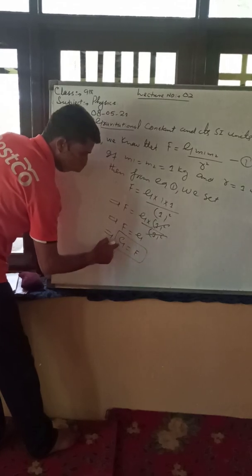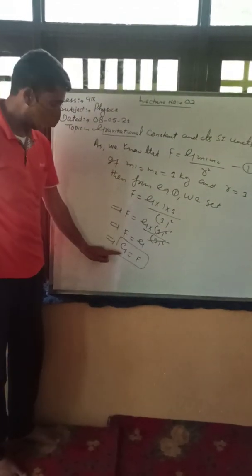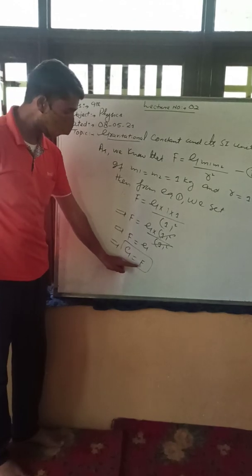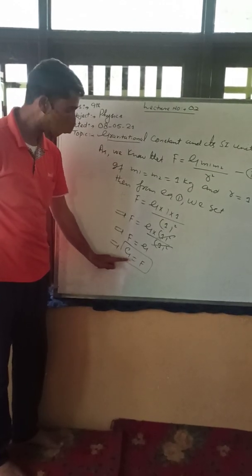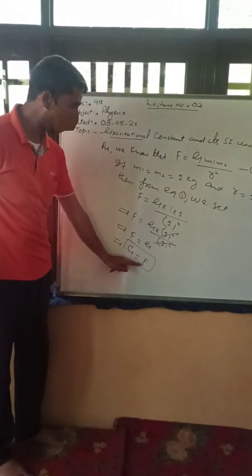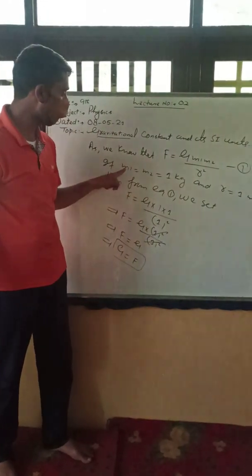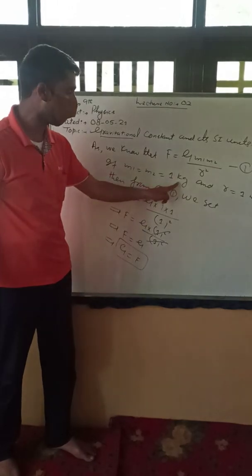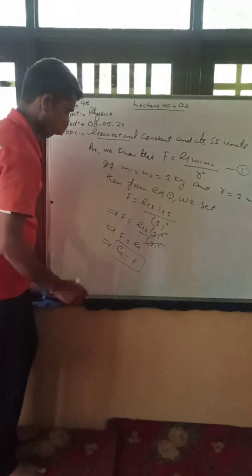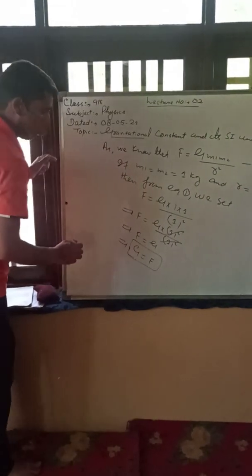And we have to define this G. Thus, the universal gravitational constant, that is G, is equal to the force of attraction acting between two bodies having masses M1 and M2 equal to 1 kg, separated from each other by a distance of 1 meter. And this is the definition of the gravitational constant.